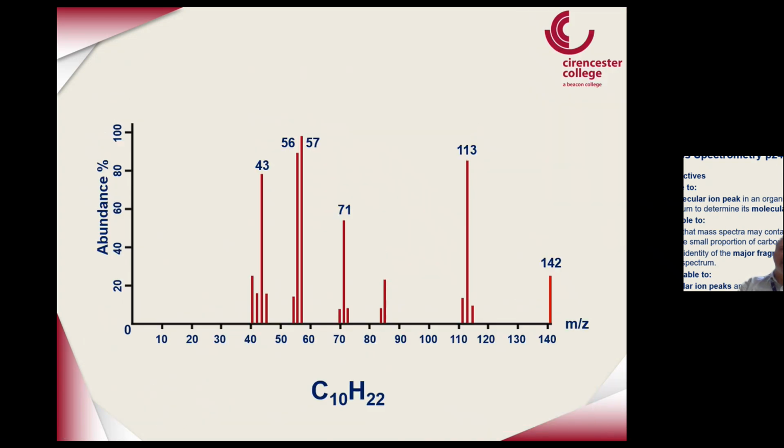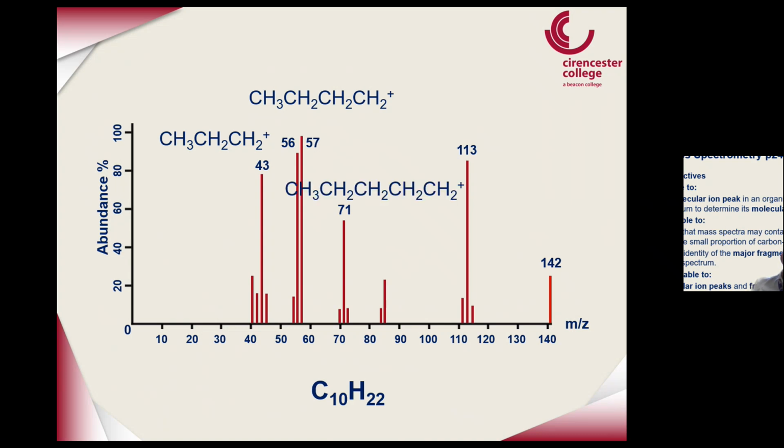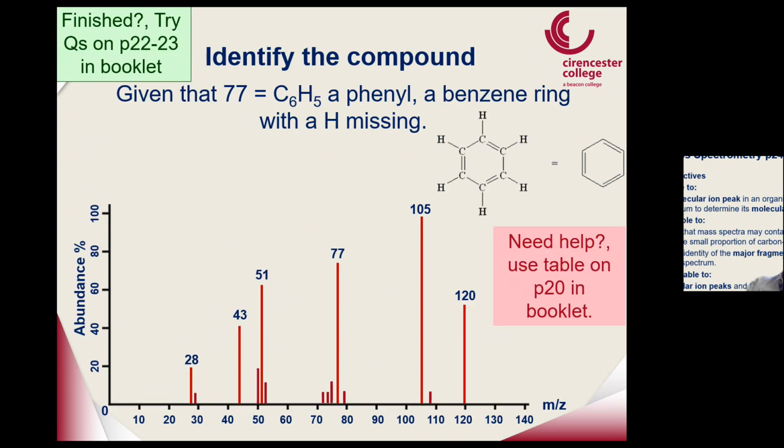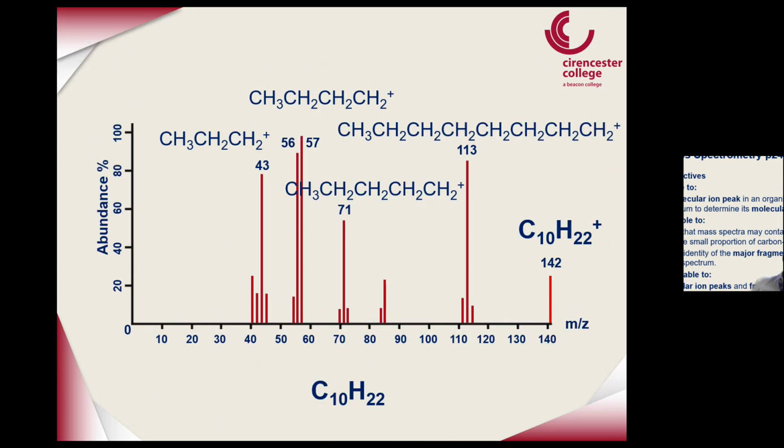Okay, so this is it here. We've got 142, which is C10H22. We've got a peak there that's going to be a propyl peak at 43. We've got a butyl peak at 57, and we've got a pentyl peak at 71. So 43 to 57 is 14. And then we've got an octyl peak as well, 1, 2, 3, 4, 5, 6, 7, 8, and we've also got our decyl peak. Just check that out.